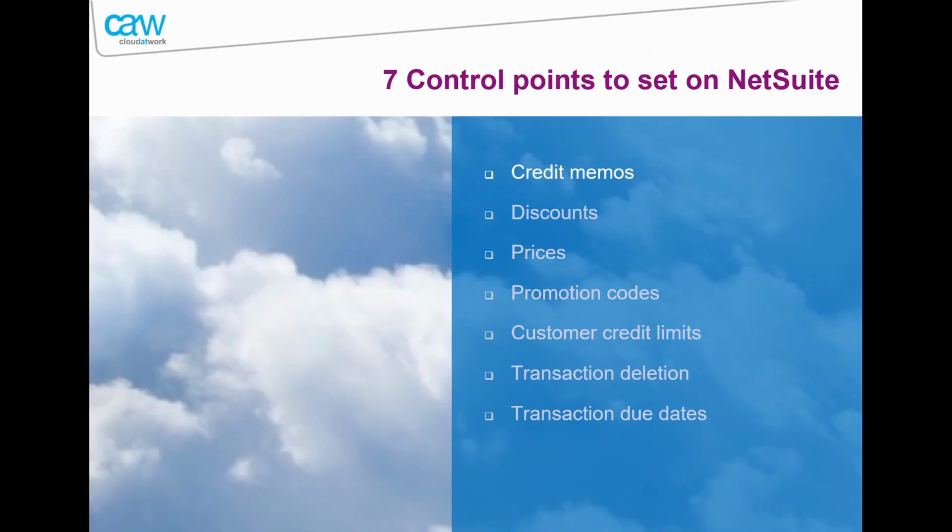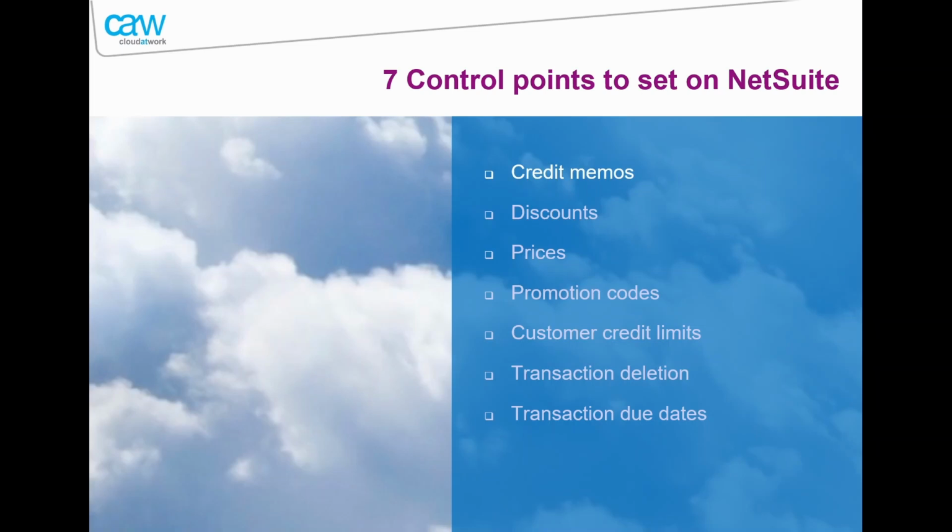Here are 7 control points to set on NetSuite to prevent your company from losing money. The first one is to control the credit memos. You want to make sure that whoever creates a credit memo does so for a reason. For example, if you're credit noting an invoice to recreate it because there was an error, you want to make sure the invoice has been recreated. Obviously, if there's a credit memo on an invoice but there's no new invoice, there's no reimbursement of the customer, then you know that there's a problem.